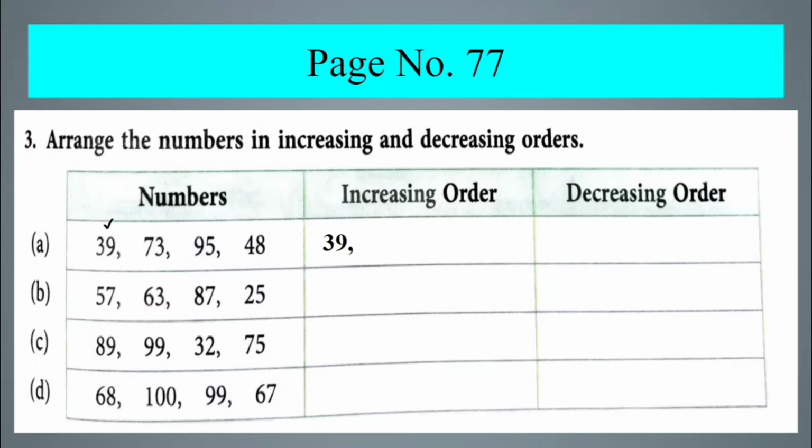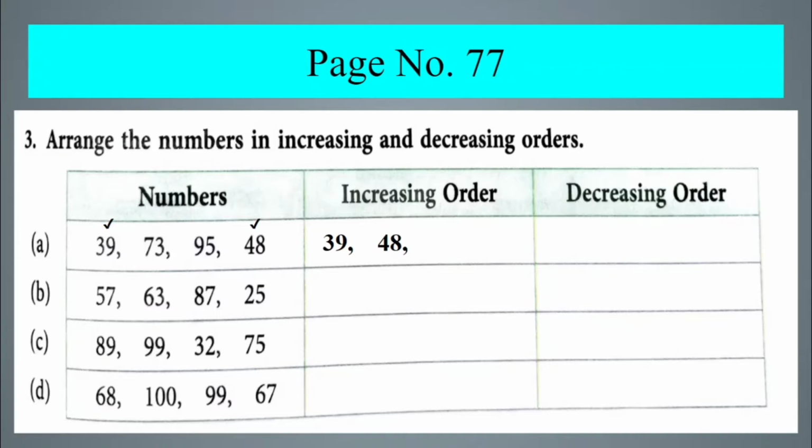Now we are left with three numbers, that is 73, 95 and 48. Now we have to write the next smallest number among the three. So which is the next smallest number among the three numbers? Yes, 48 is the smallest number. So now we will write 48 after 39.